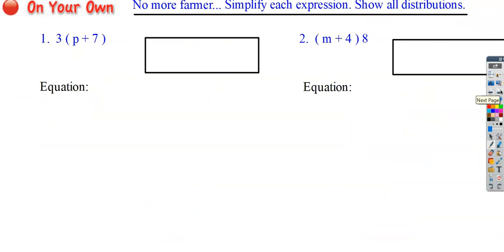Okay, next, this is the OYO. So I want you to pause the video, try these on your own. You can label the box if you want with p plus 7. I'm going to label this box. Let me move it over.